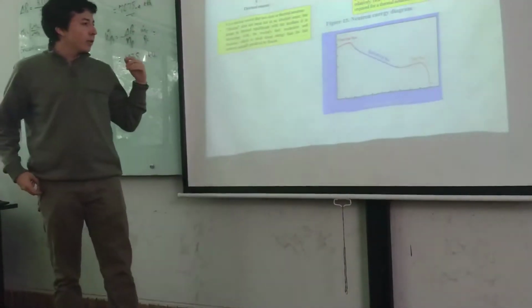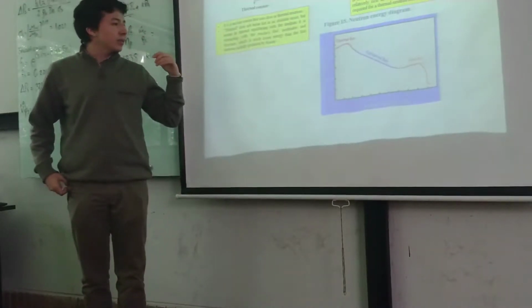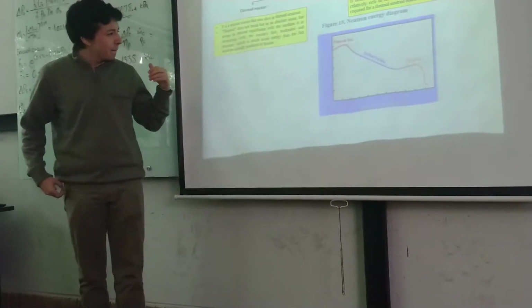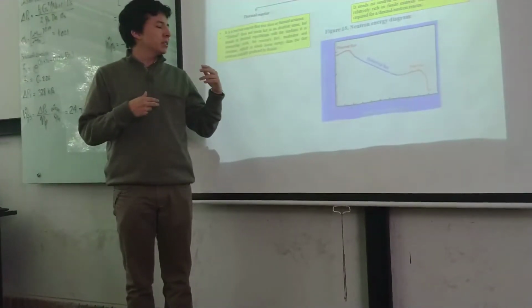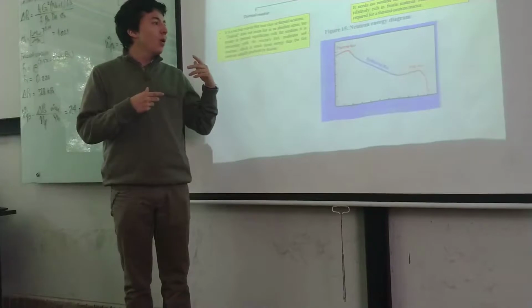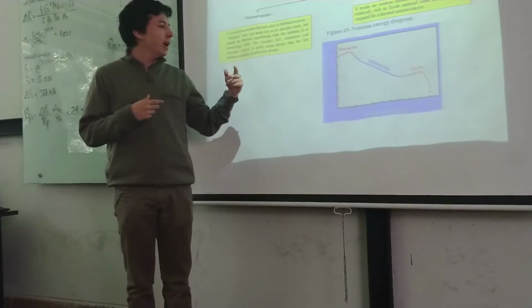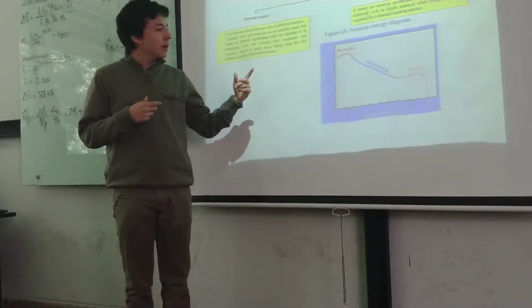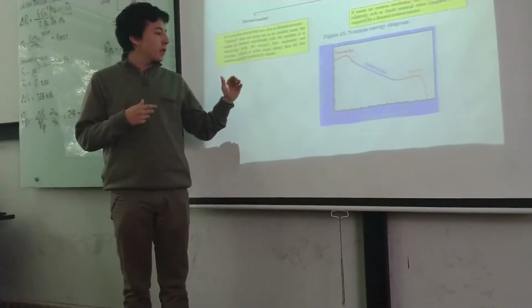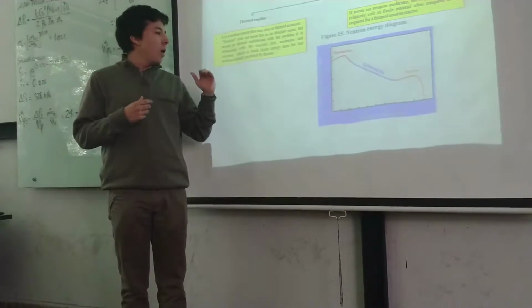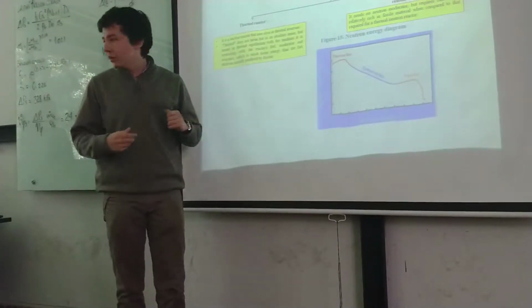In figure 15, we see a neutron energy diagram where we can better see a thermal neutron and a fast neutron. And we see that a thermal neutron has relatively less energy than a fast neutron.